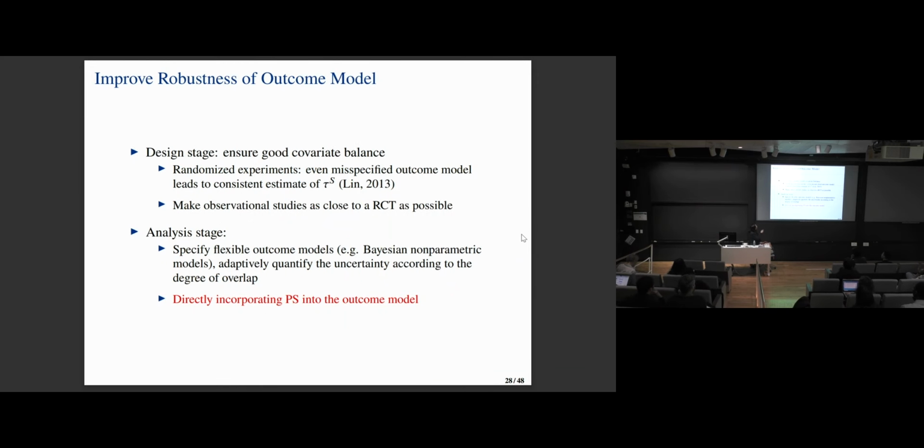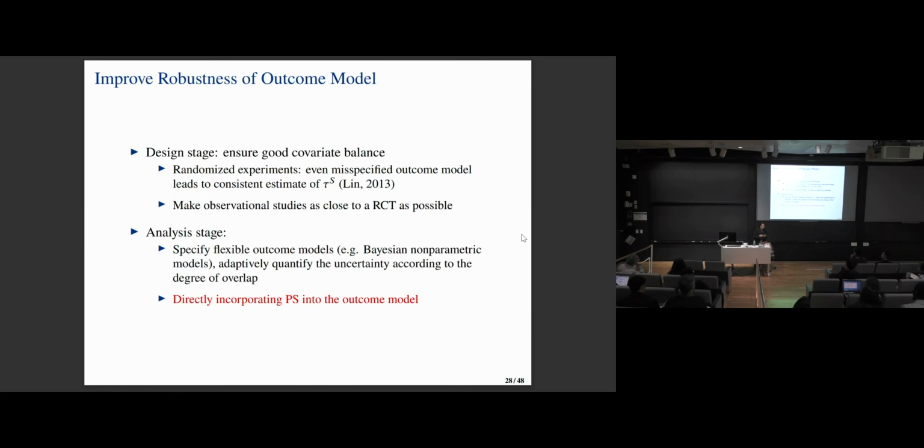But then people realize that even in the Bayesian approach, the outcome model is just a part of the game. So maybe in the Bayesian approach, you can do something. At least you can do two things. First, if you just look at the Bayesian model itself, it's purely about the analysis stage.